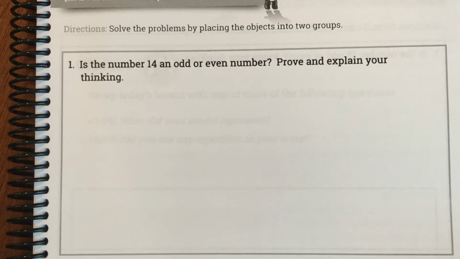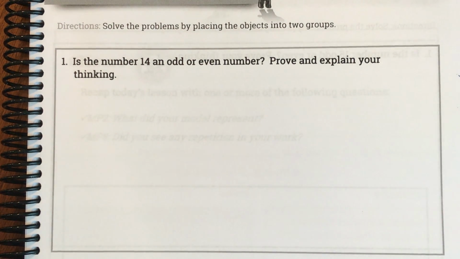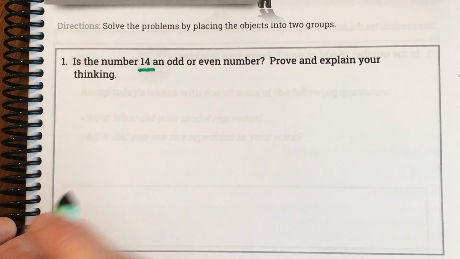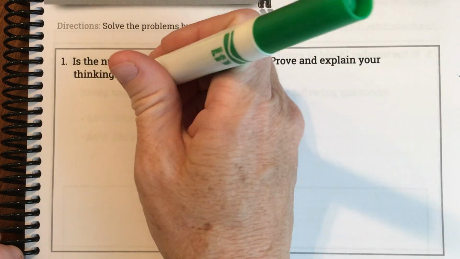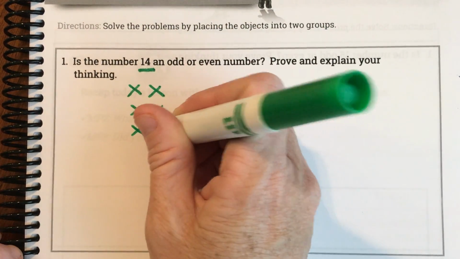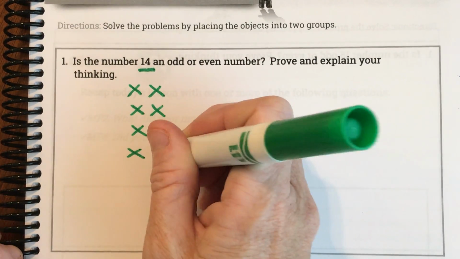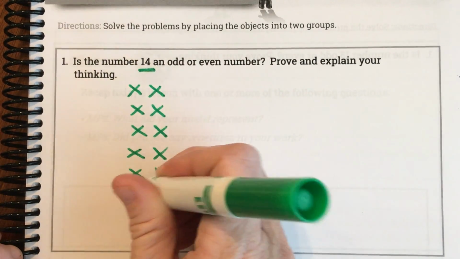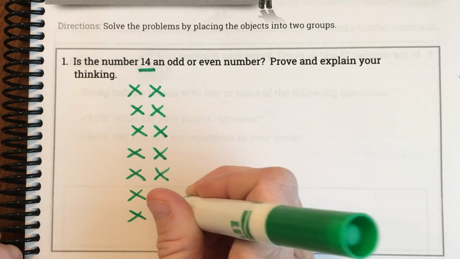So I'm getting my book back and I am on page 54. Okay, let's read it. Is the number 14 an odd or even number? Prove and explain your thinking. Okay, so we're going to prove our thinking by using a picture or a model. So my number's 14, so we're going to draw 14 X's in pairs of 2. 1, 2, 3, 4, 5, 6, 7, 8, 9, 10, 11, 12, 13, 14.